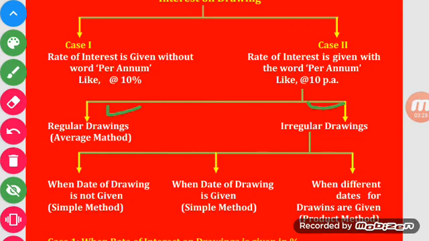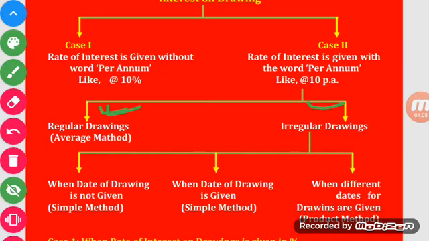Regular drawings means the partner withdraws a specified or fixed amount on a fixed date of a month, a quarter or half yearly. It may be the beginning of the month, middle of the month, end of the month, beginning of quarter, middle of quarter, end of quarter, or beginning, middle and end of a half year. That means a fixed time is given for calculating interest on drawings. So if a partner withdraws a fixed amount on a regular basis at a fixed time, that is regular drawings.